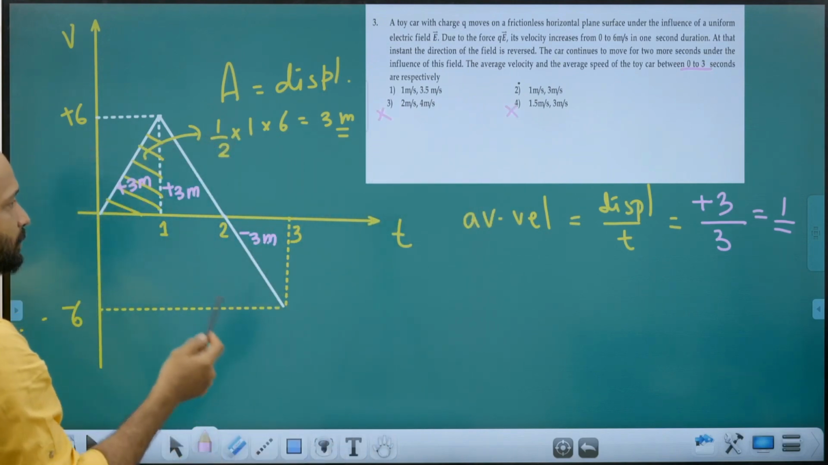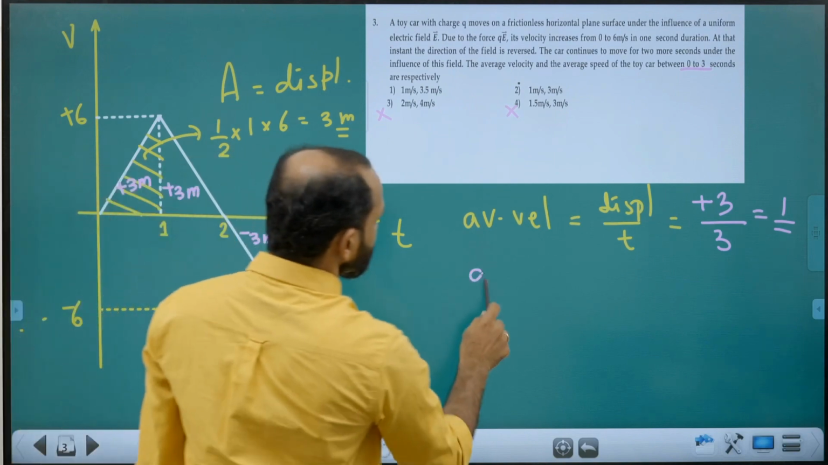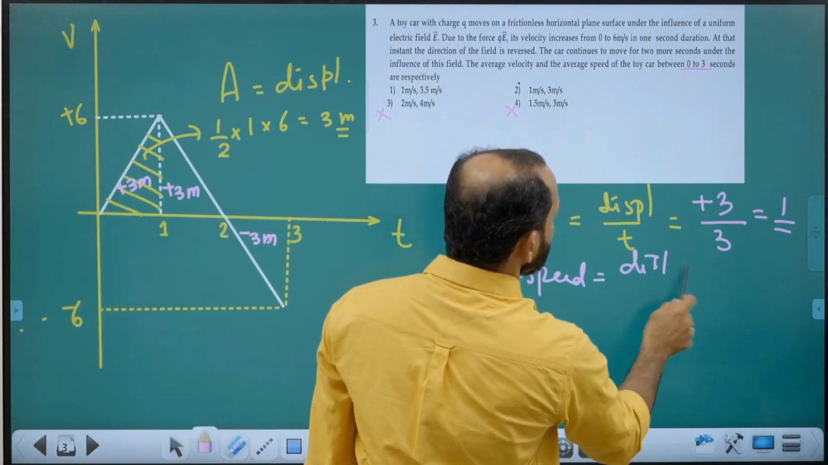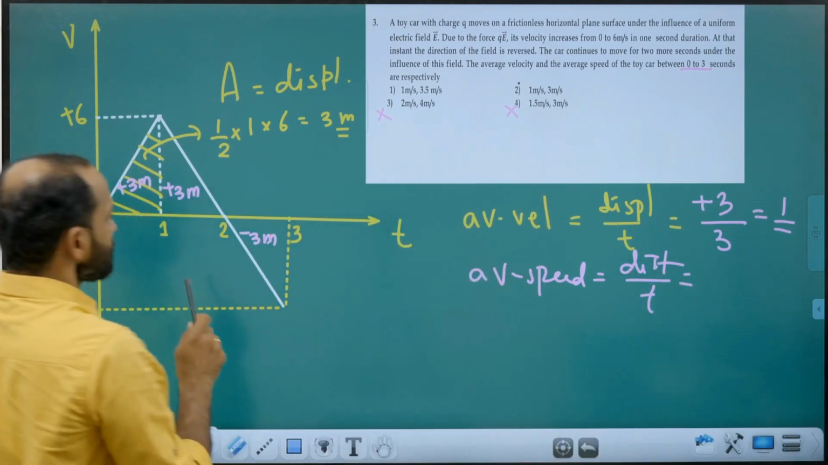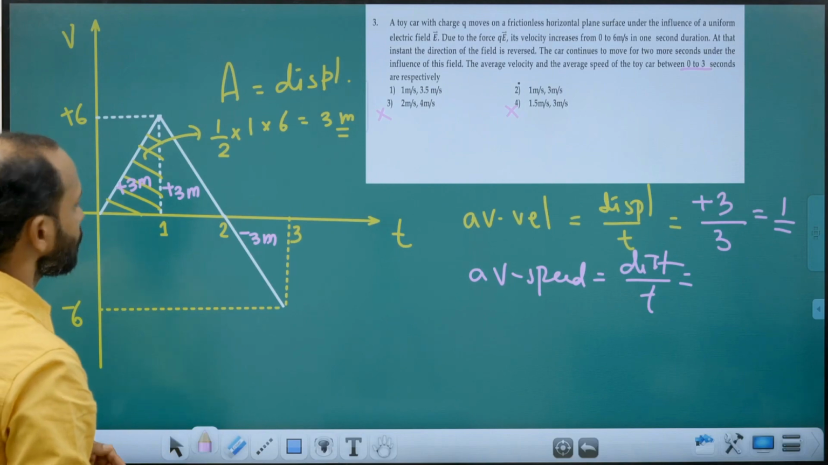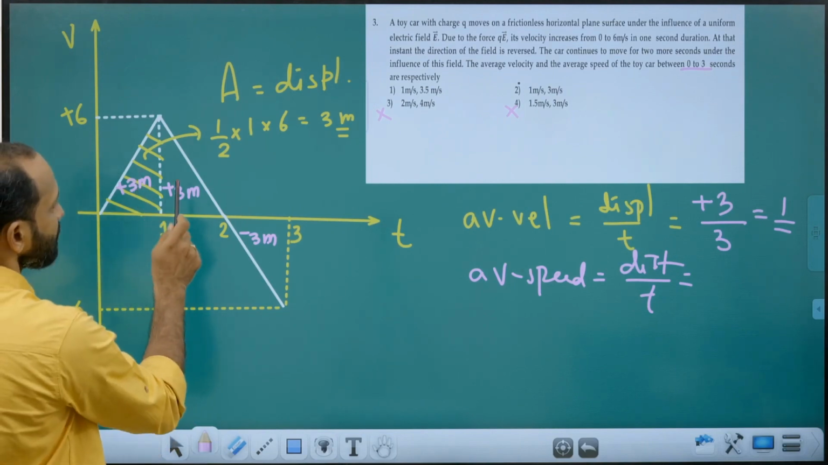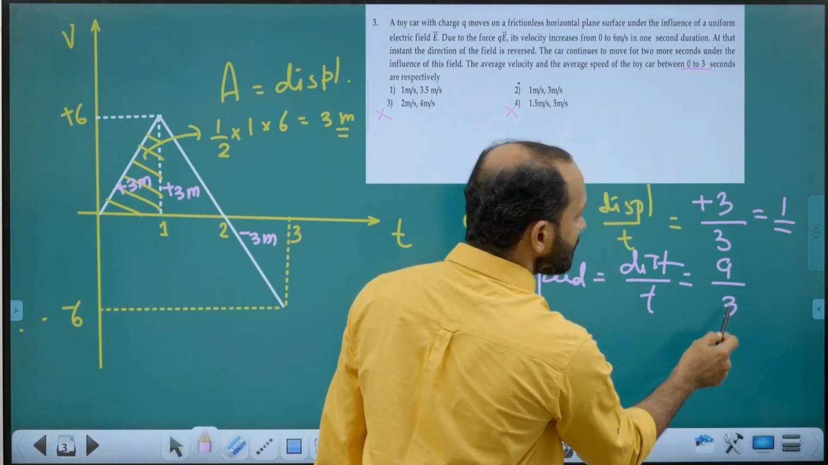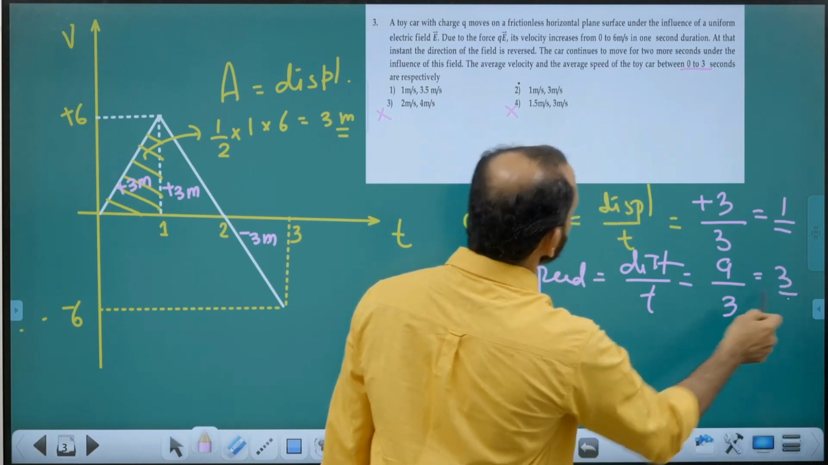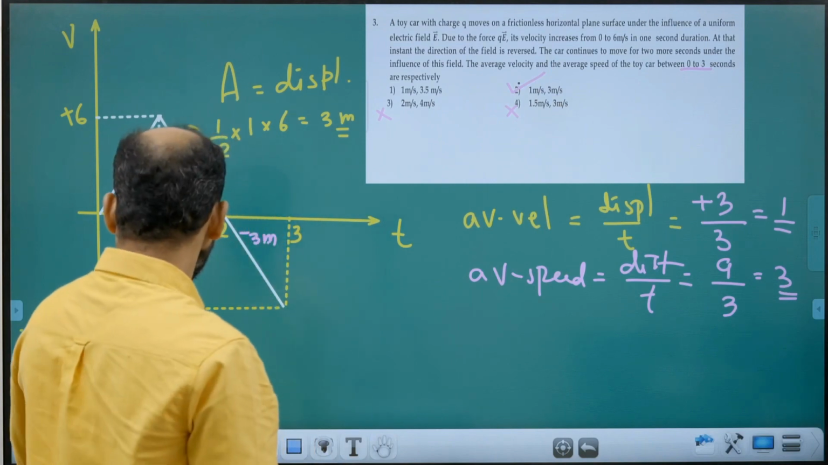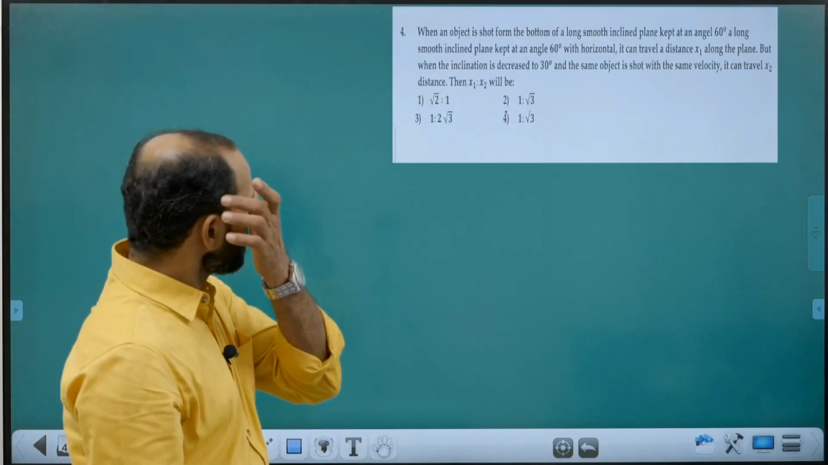Now, what is average speed? While finding average speed, it is equal to distance divided by time. Distance, what is the total distance? Irrespective of the sign of the area, you have to add all these. 3 plus 3 plus 3, that is 9. 9 divided by time, which is still 3 seconds, that is 3. So option 2 is the right answer. It's a very good question. It was asked in 2017 NEET.